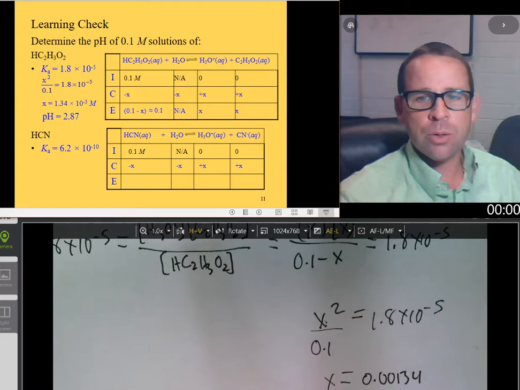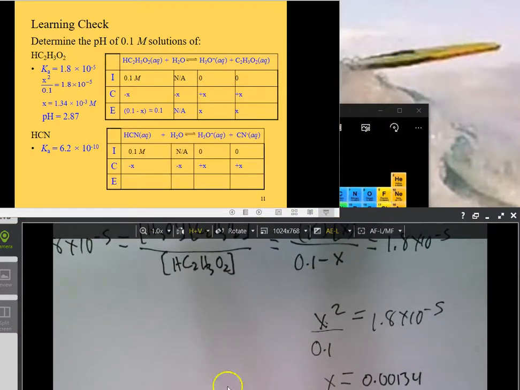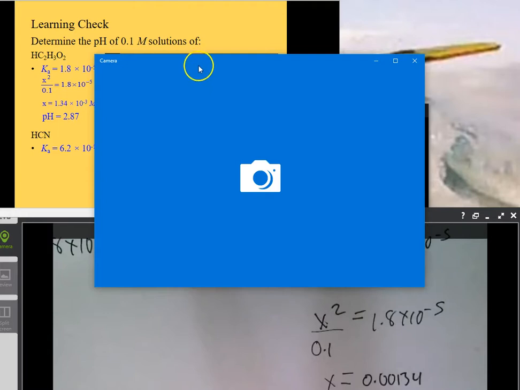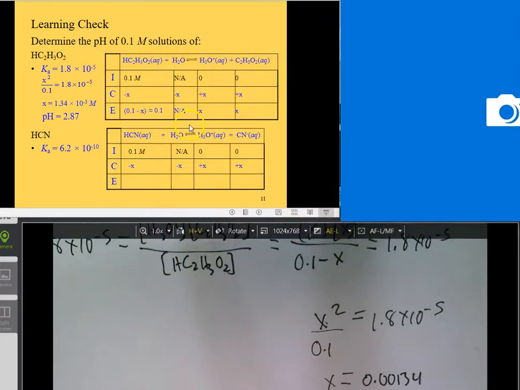All right, let's see, did we lose the camera here? Camera stopped working. All right, so we lost the camera for a while. Maybe it'll come back, maybe it won't.